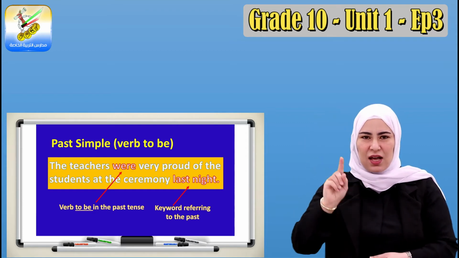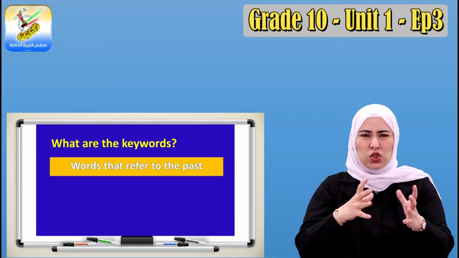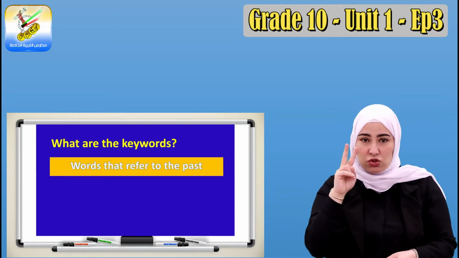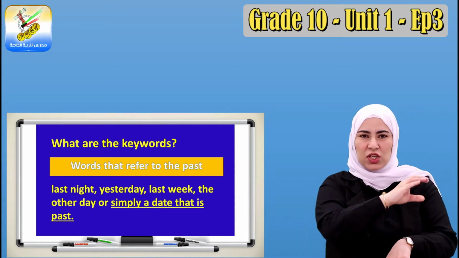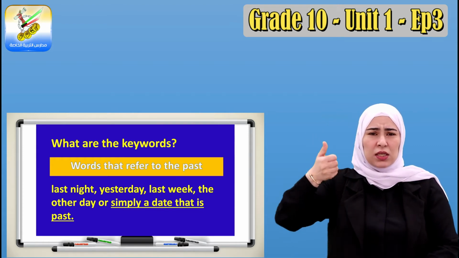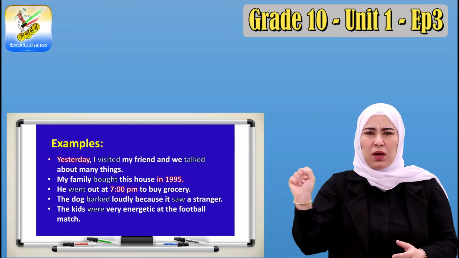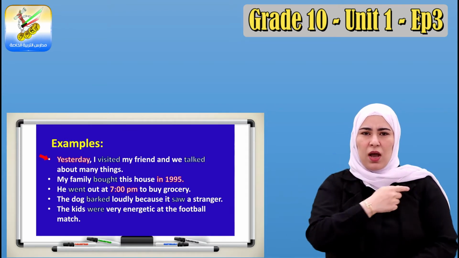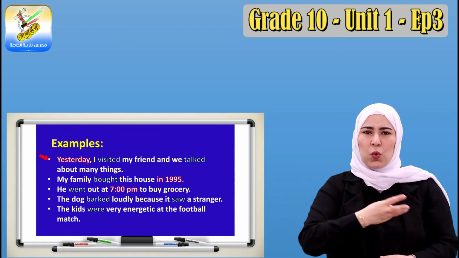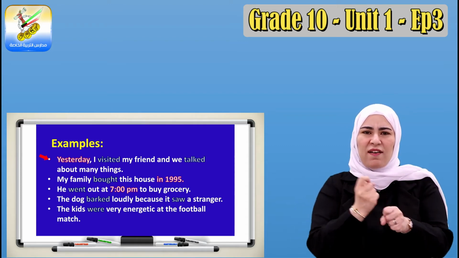Well done. When I say keywords, what do I mean by keywords? They're basically words that refer to the past. For example, last night, yesterday, last week, the other day, or simply any date that is past. Let's take more examples. Yesterday, I visited my friend and we talked about many things. Where are the verbs? Visited, talked. Where is the keyword? Yesterday.